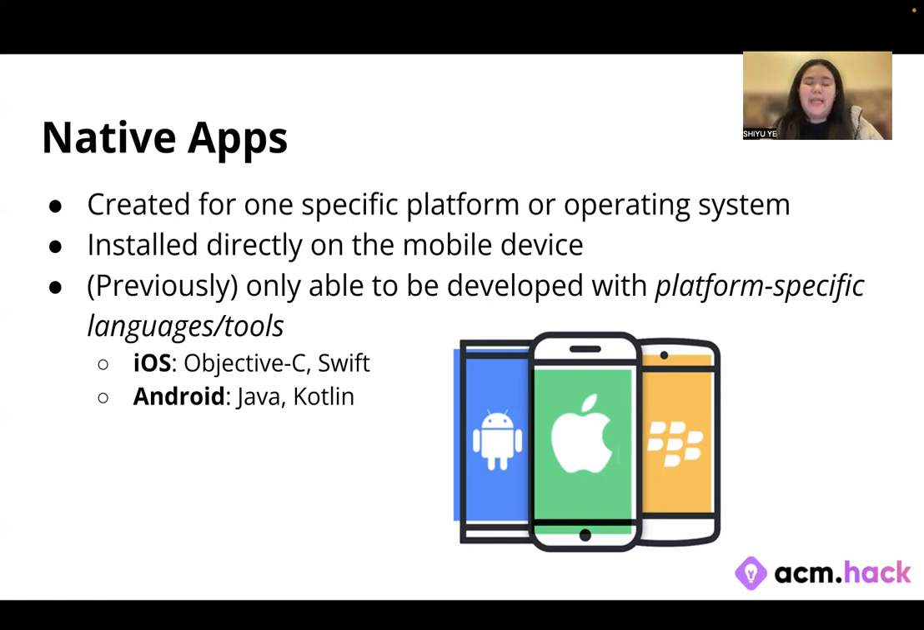Previously, native apps could only be developed with platform-specific languages and tools. For iOS, you need to use Objective-C or Swift to develop the applications. And for Android, you need to use Java or Kotlin. We will talk more about these platform-specific languages and tools later because we won't be using any of them. Instead, we have a solution that can be applied to both platforms. It's not necessarily better, but it's more suitable for our purposes.